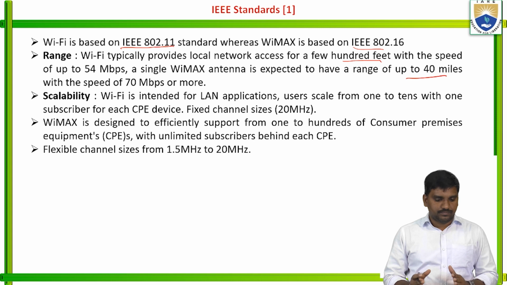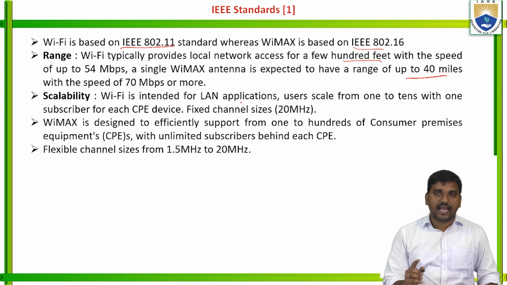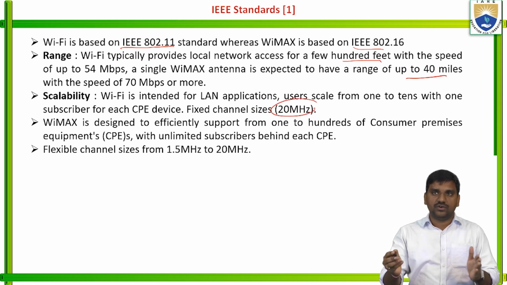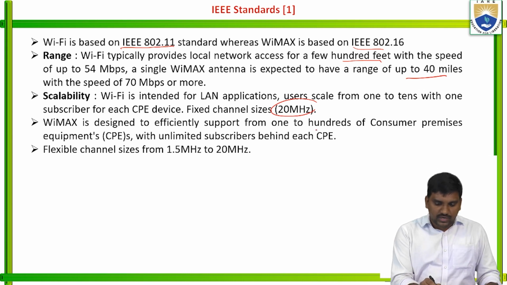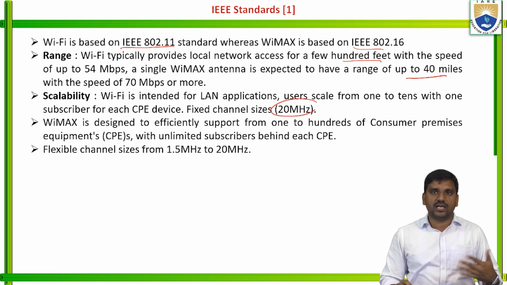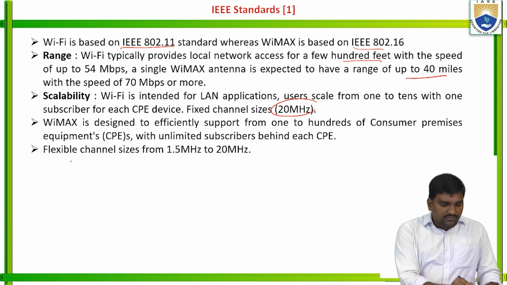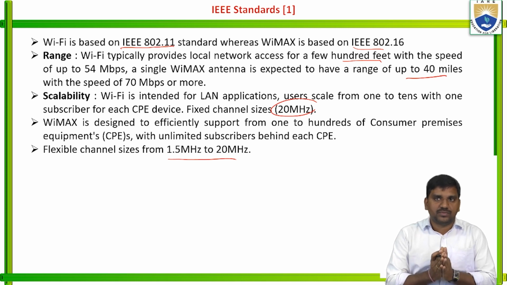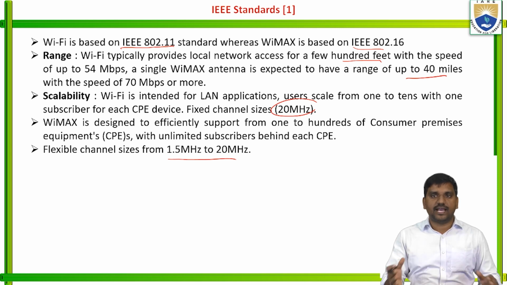Next, what is scalability? Wi-Fi is intended for LAN applications. Users can scale from one to tens of subscribers for each CPE device, and the fixed channel size is 20 megahertz. WiMAX is generally designed to efficiently support from 1 to 100 consumer premises equipments, the CPE. So the flexible channel size for WiMAX is from 1 megahertz to 20 megahertz.